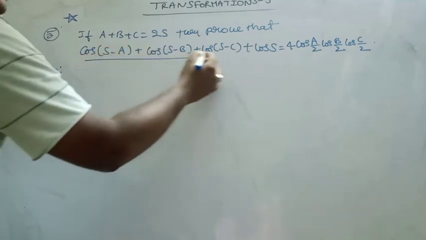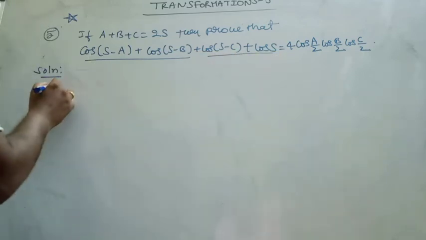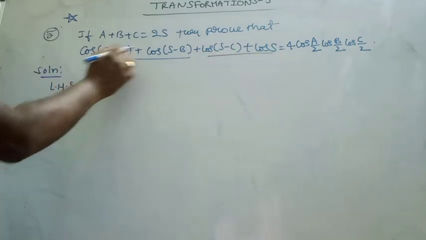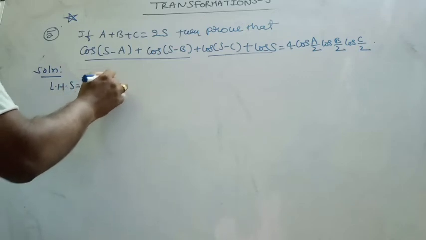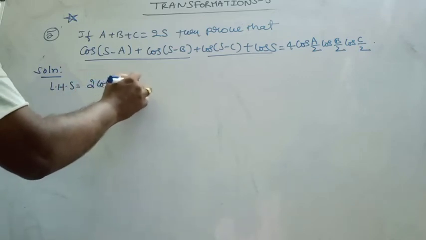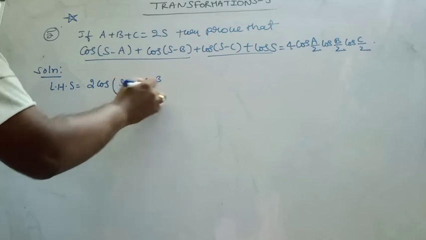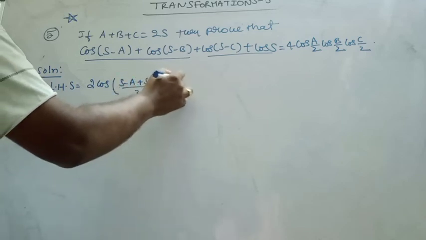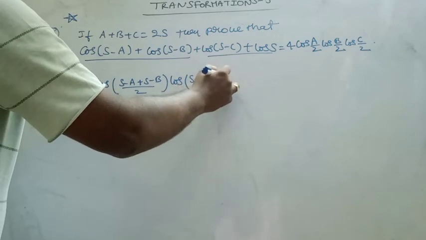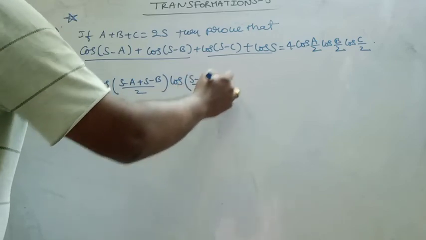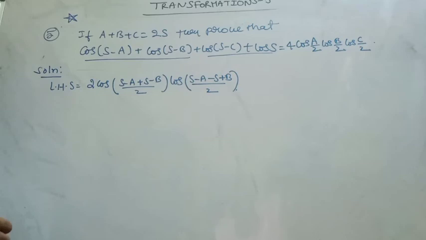This has one group and this has another group, left hand side. Directly I am doing here now. This is now the cos c plus cos d formula, right? If you apply this cos c plus cos d formula, what are you going to get? 2 cos (c plus d)/2, that is (s minus a plus s minus b)/2, 2 cos (c plus d)/2 cos (c minus d)/2, (s minus a minus s plus b)/2, 2 cos (c plus d)/2 cos (c minus d)/2.